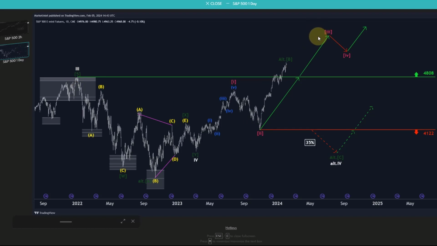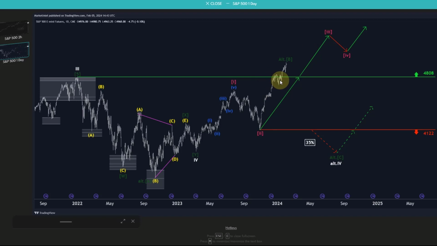Now in the primary scenario, we would like to see further increases, at least based on the daily chart. On the 2-hour chart, I will show you in a minute that we should expect a short-term pullback very, very soon. So we're going to take a look at that. But overall, we should continue to move higher in this third wave in magenta. Bear in mind that also a third wave consists of 5 waves. So there are waves and sub-waves.